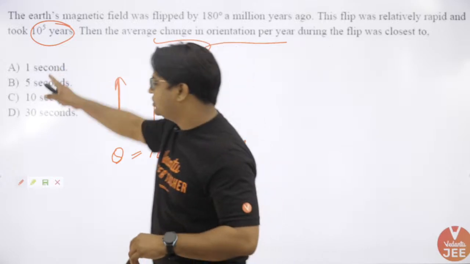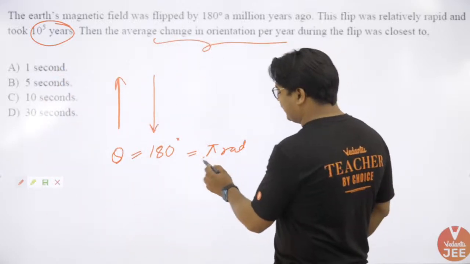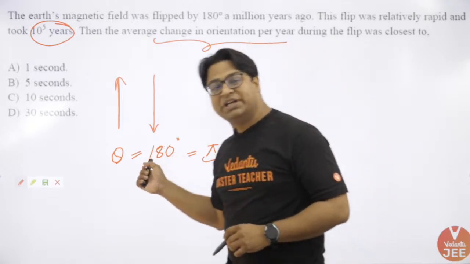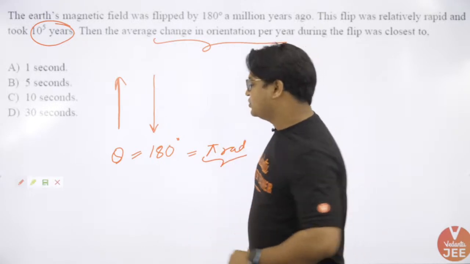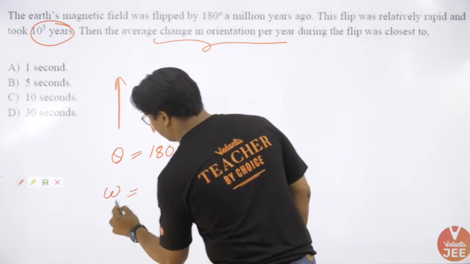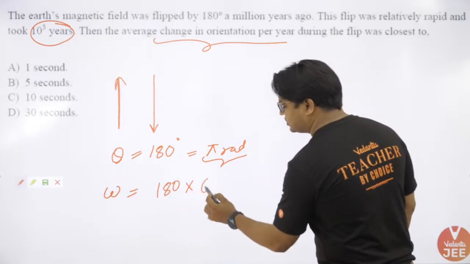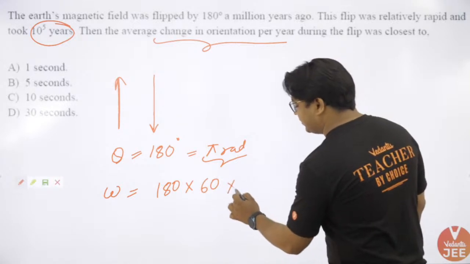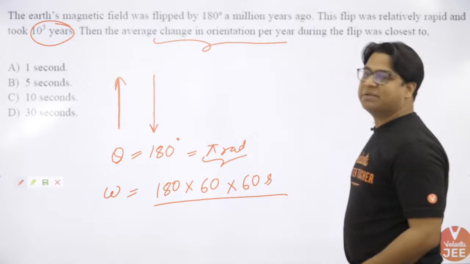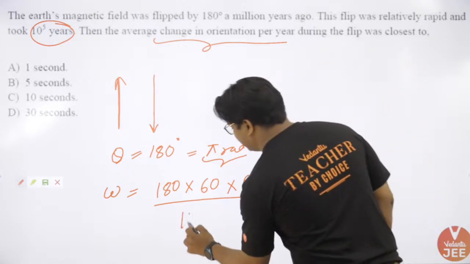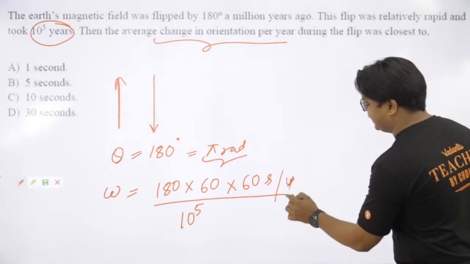Actually, see, when I see the options, I see that the options are given in seconds. So I guess instead of going into the radian, we should stick to the degree notation. In fact, we should convert degree to minutes and minutes to seconds. So what we are looking at is this: 180 degrees means 180 into 60 minutes, means 180 into 60 into 60 seconds divided by the given time span, which is 10 raised to power 5 years. Alright, so this is seconds per year. This is what we are getting.